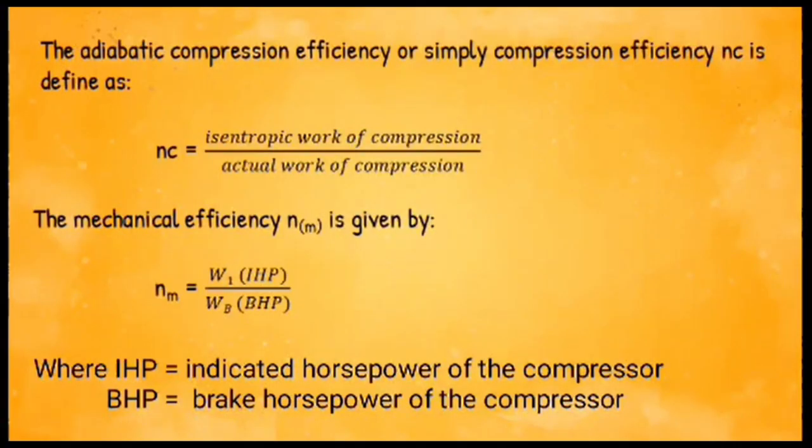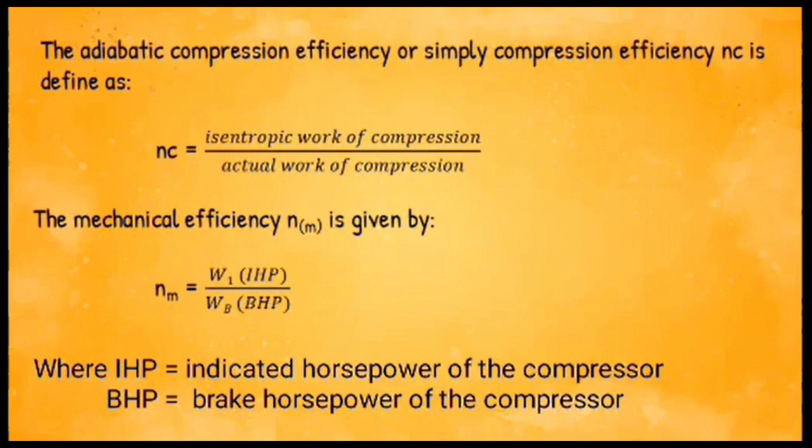Then we have also the adiabatic compression efficiency, or simply compression efficiency, NC, defined as NC is equal to the isentropic work, or H2 minus H1, over the actual work, which is also equal to the power required over the mass flow rate.